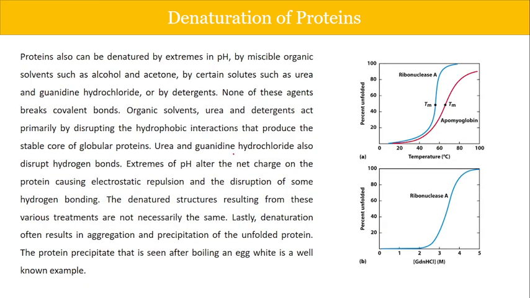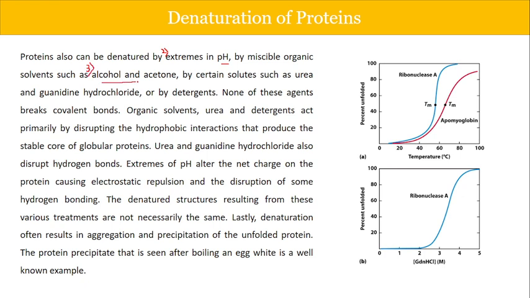Okay, now proteins can also be denatured by extremes in pH. So this is another factor where pH is playing a role. Then you have other miscible organic solvents, including alcohol and acetone.